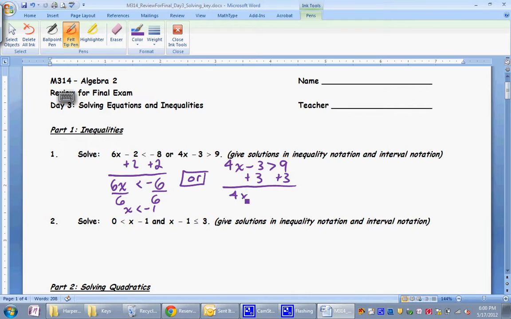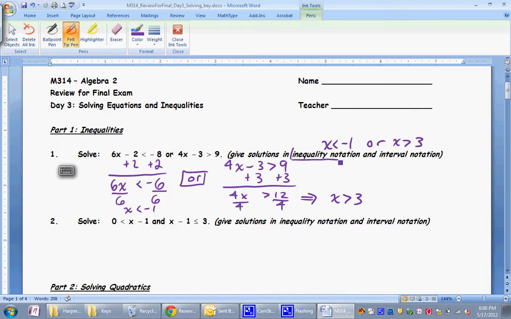I have 4x is greater than 12. I'm dividing both sides by 4. So I'm getting ahead of myself there. I'm thinking that the answer is going to be 3, which is why I started writing 3. So basically what we just ended up getting is x is less than -1 or x is greater than 3.